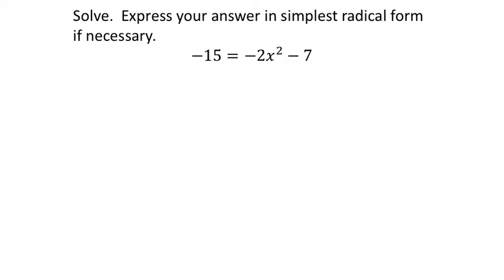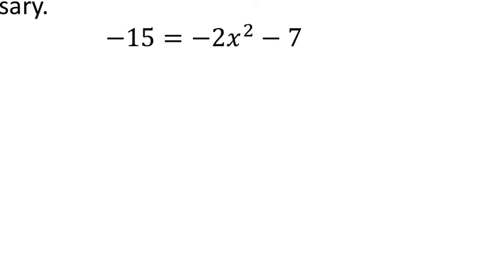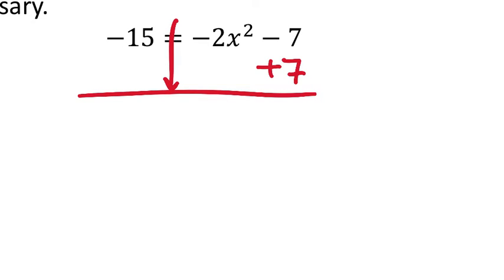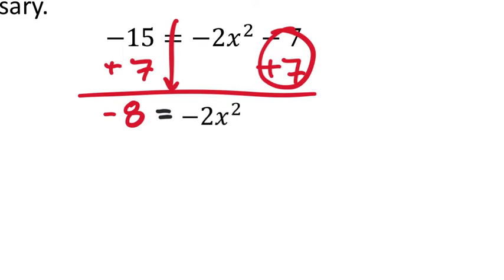Okay, so here we have an equation, right? And the last thing we want here is for anything being multiplied by my x squared or anything being added or subtracted to my x squared. So I'm going to start zeroing that kind of stuff out. I'm going to go straight into principles of equality on this one, meaning I don't want that minus 7 with my x squared. So I'm going to add 7 to both sides. So I got negative 15 plus 7, which is negative 8. And it's going to equal my negative 2x squared. Negative 7 plus 7 does zero out.